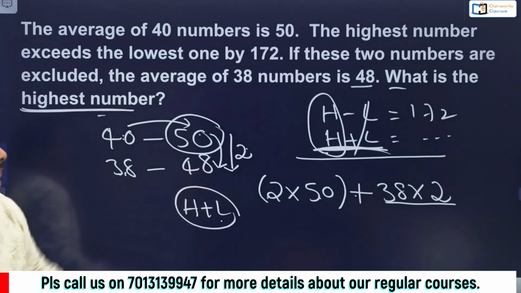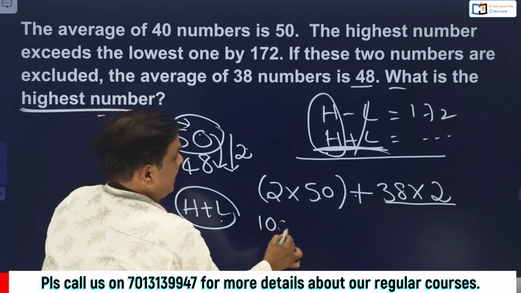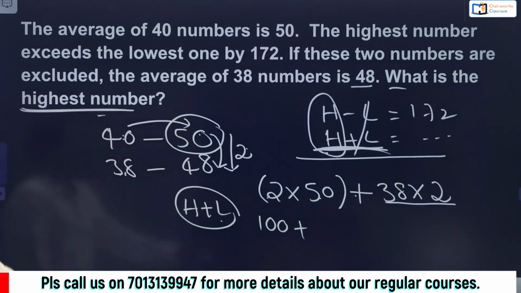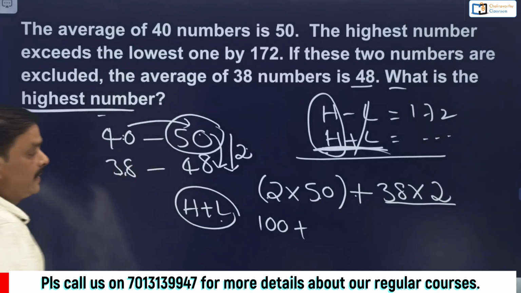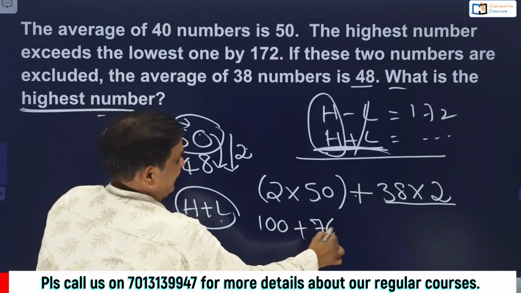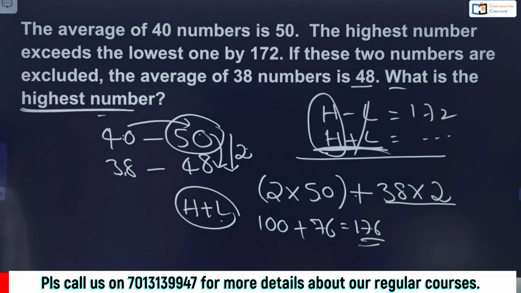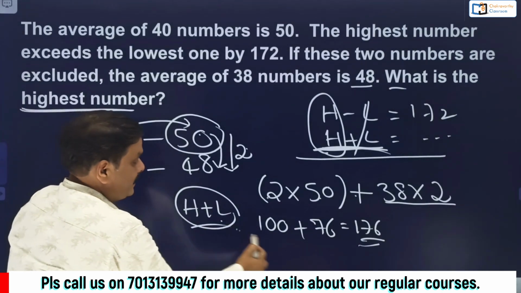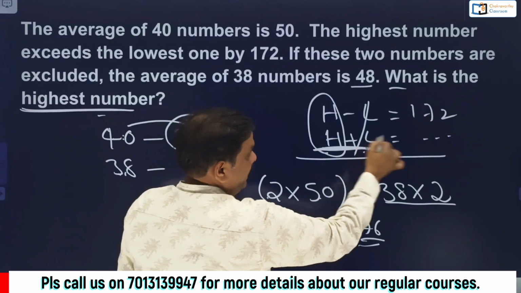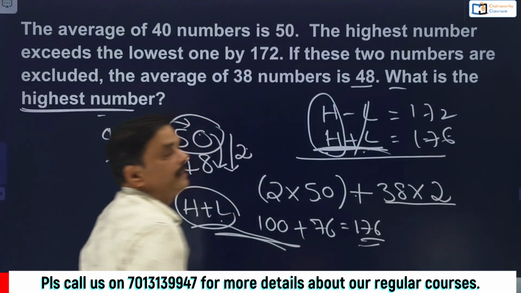How simple this one? Now it is 2 into 50 is 100 plus 38 into 2. 30 into 2, 60, 8 into 2, 16. That is 76. 176. That's it. The problem is done. How the problem is done? Here, highest plus lowest is equal to 176.